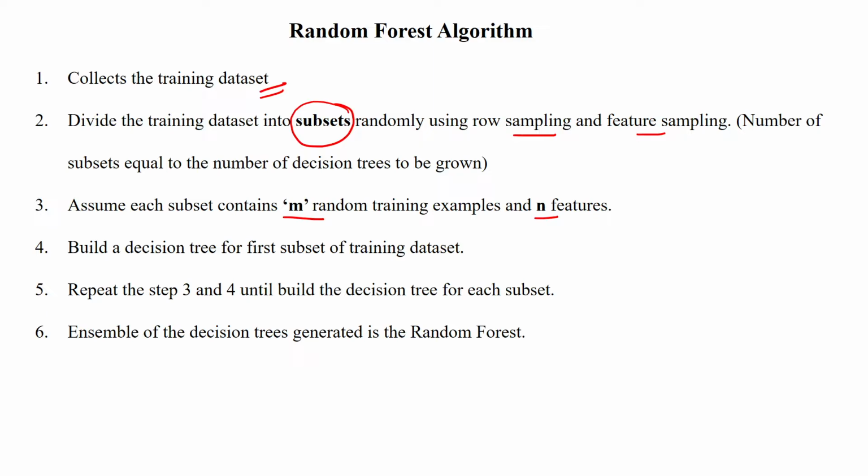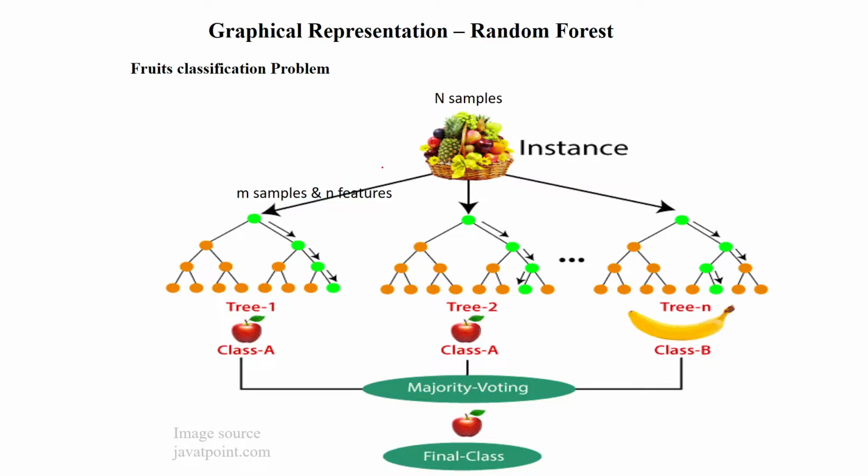The first subset will pass into weak learner 1. For weak learner 1, we are passing m samples and n features, from n samples and r features. Here m is less than n, and n is less than r.